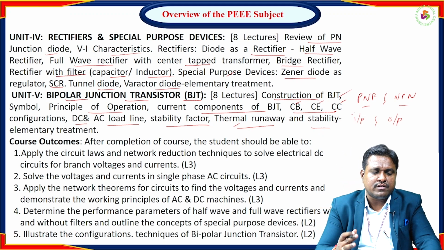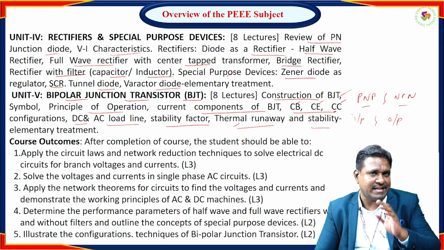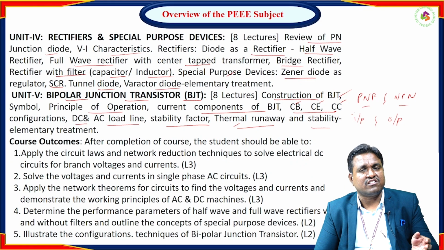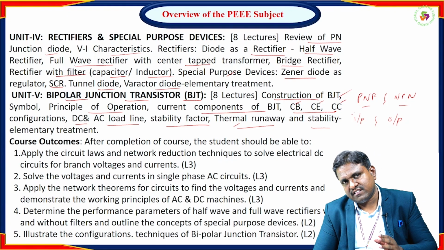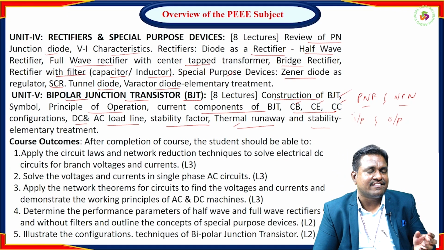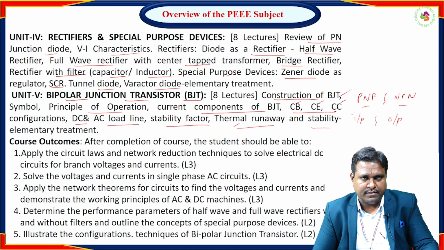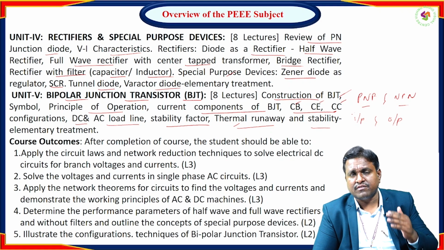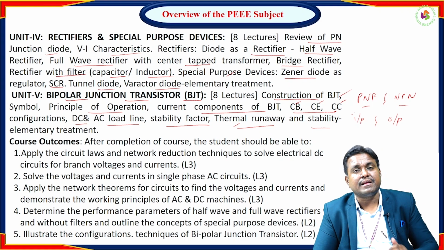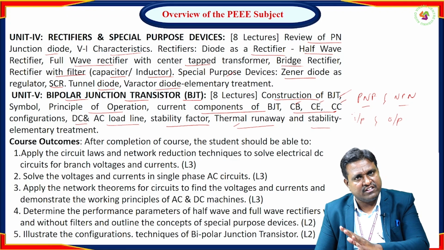So here we come to the last chapter. In the last chapter, what we are going to study is completely on the transistors. What is its construction, symbol, operation, and its current components, configurations, DC and AC load line, stability factor, and its thermal runaway. So here we are going to cover the last two topics of the electronics part. That completes the complete picture of the subject, principles of electrical and electronics engineering.